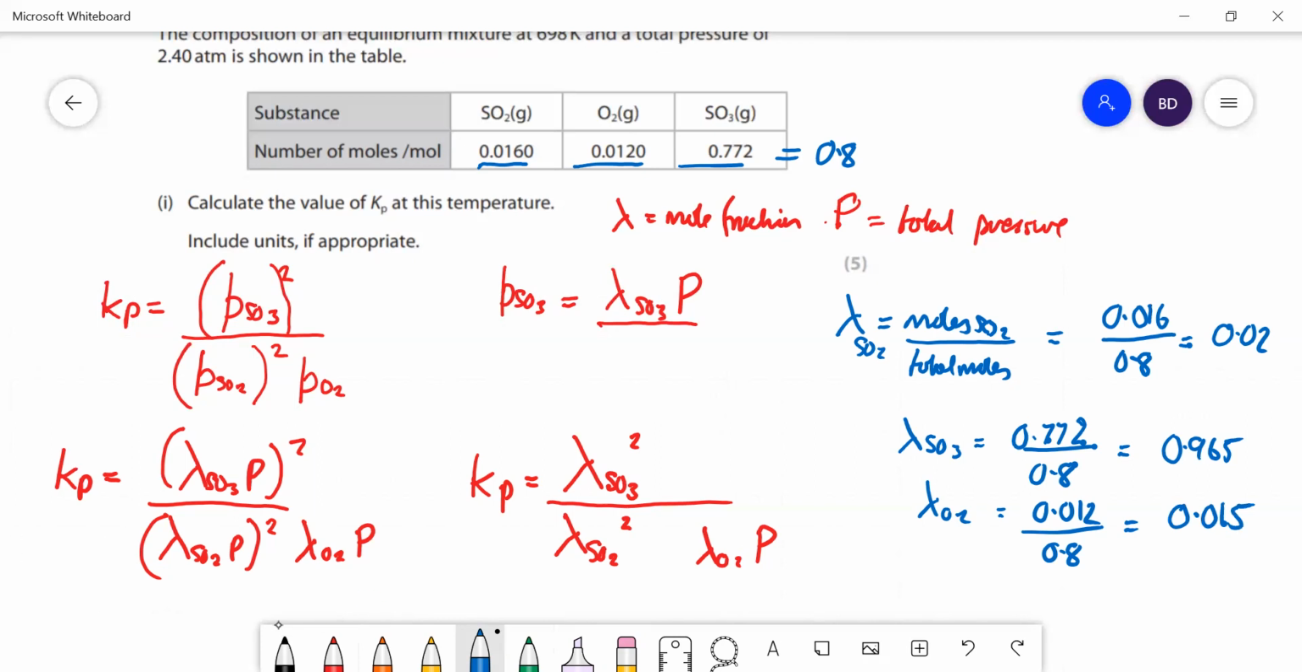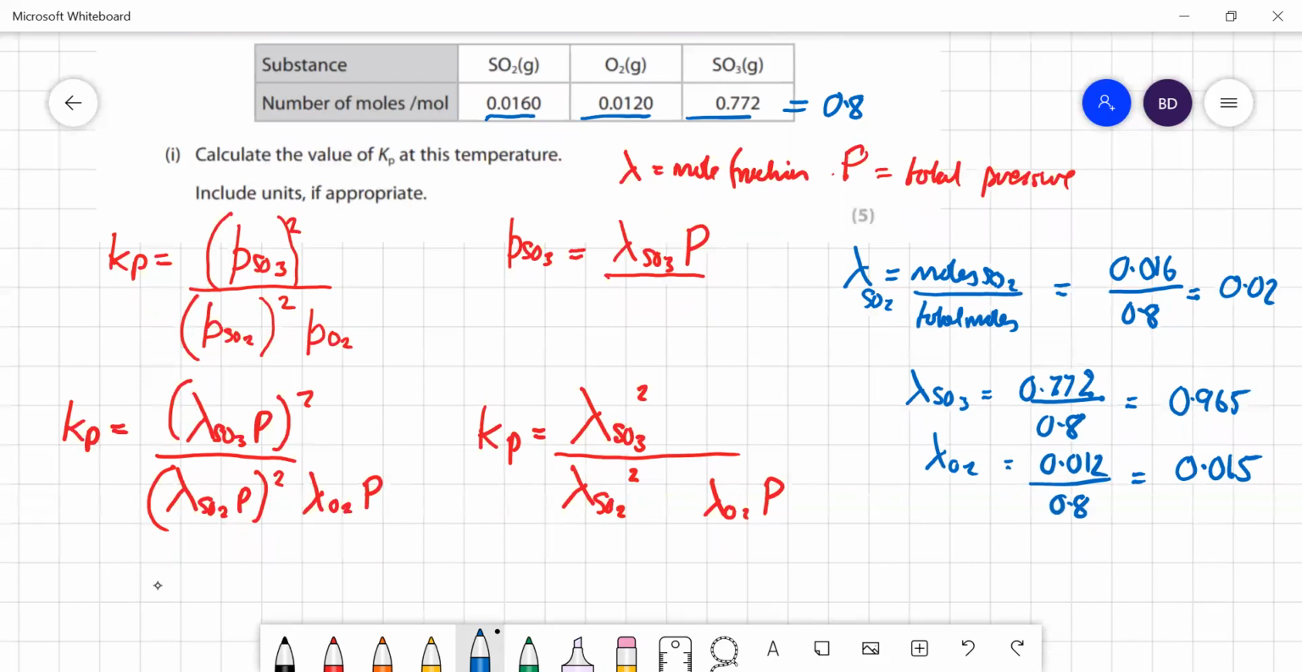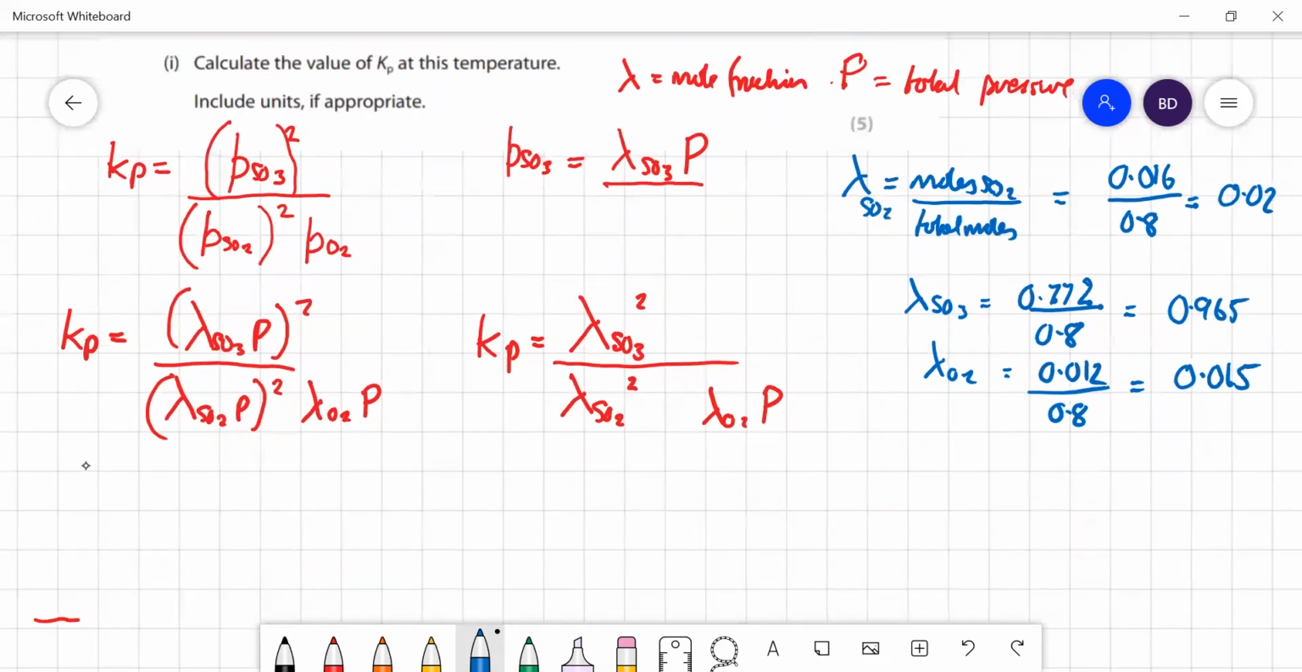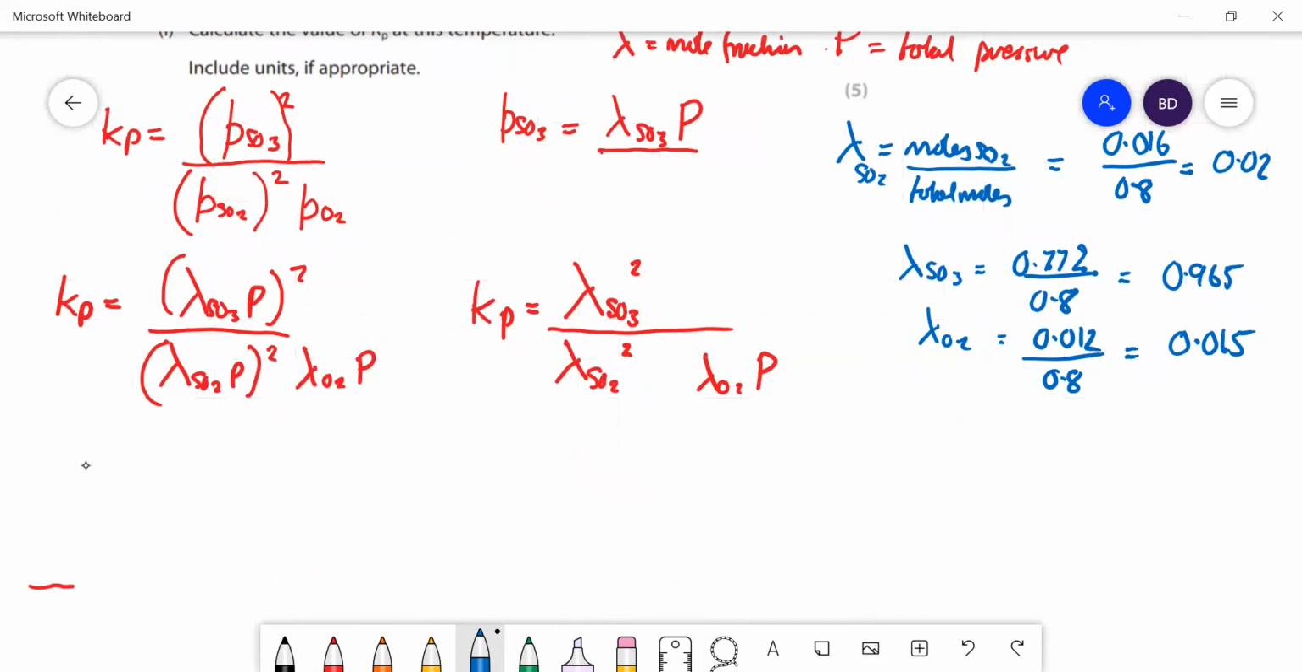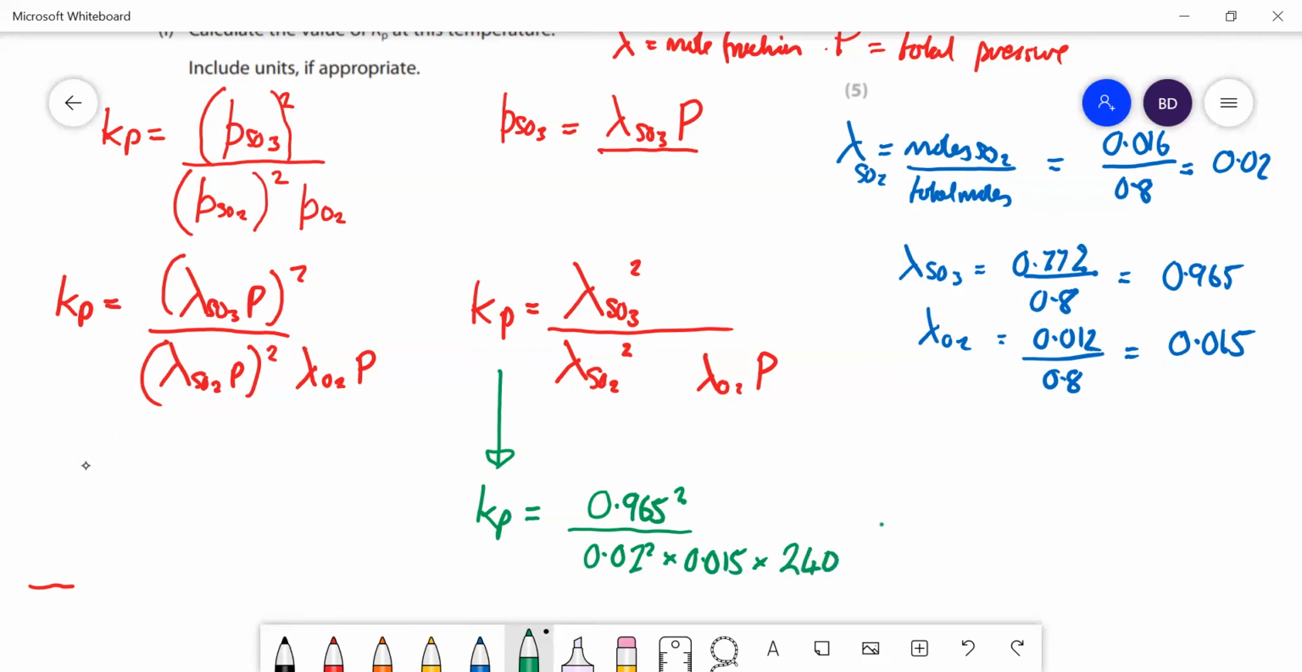Right, now put the numbers into our Kp expression here. Kp is equal to the mole fraction of SO3 squared, 0.965 squared, divided by 0.02 squared times 0.15, multiplied by the total pressure, which is 240 atmospheres. Put the numbers into the calculator and we get 64,700 atmospheres. That's three significant figures.